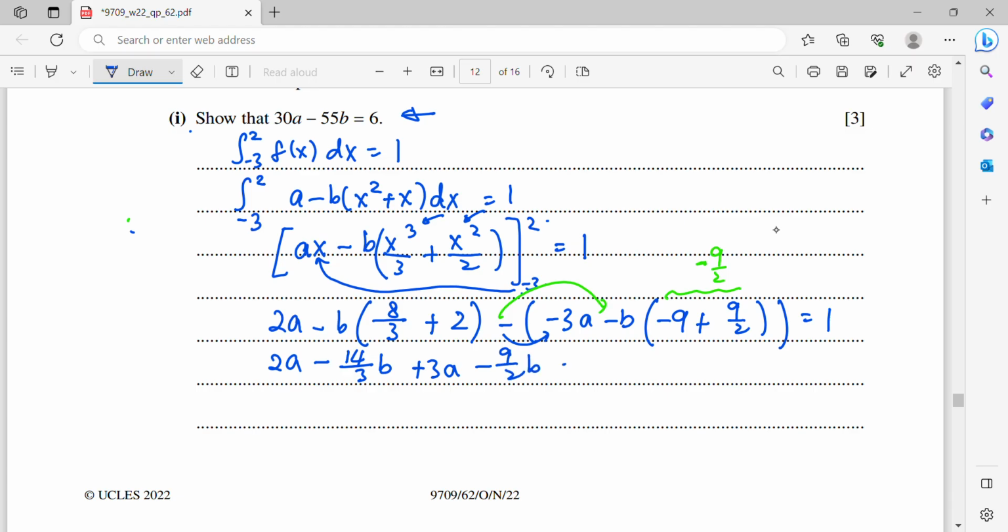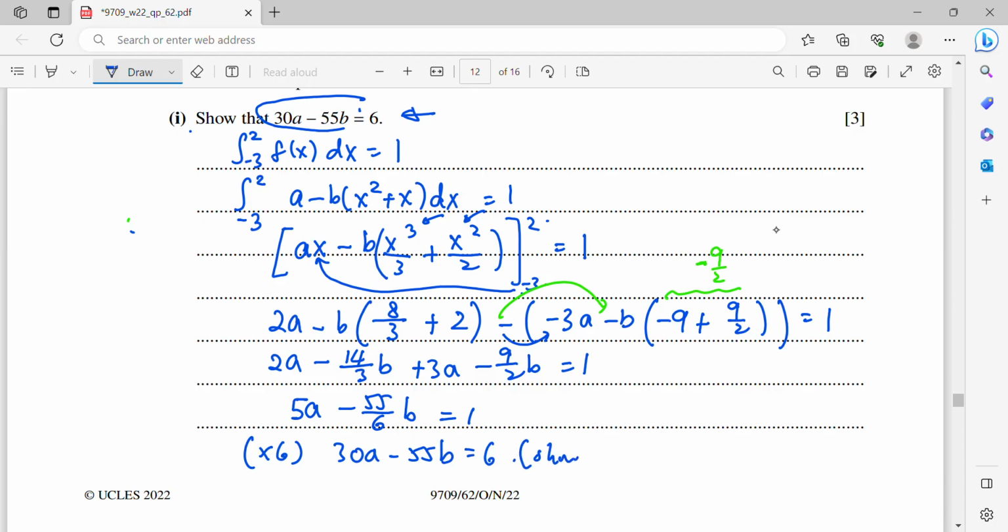That equals to 1. Alright, and based on the question, you need to show 30a. So now, 2a plus 3a, the first and third terms added together, will be 5a. Then the b term will be negative 55 over 6, then equals to 1. So from here, at last, we just multiply by 6 for the whole equation, and you will get 30a minus 55b equals to 6. So that is how we show the equation. Alright, so the first part is done.